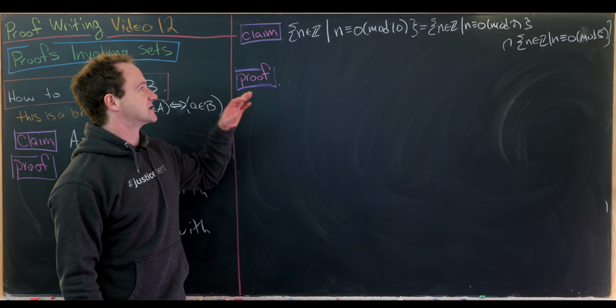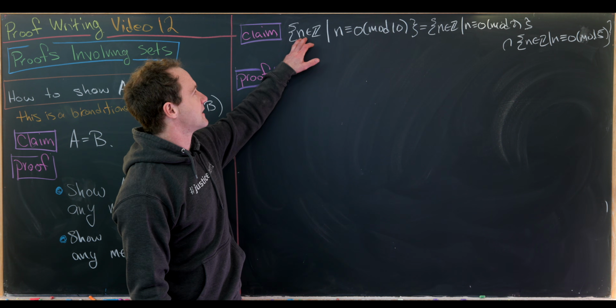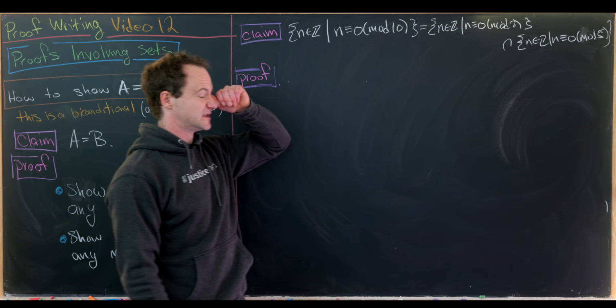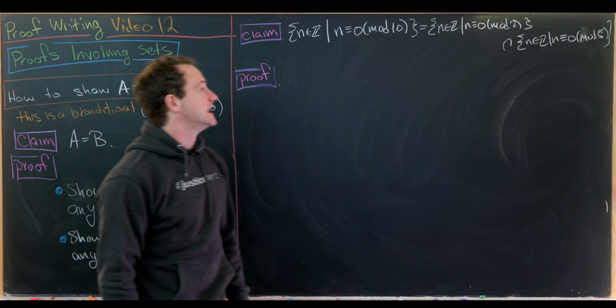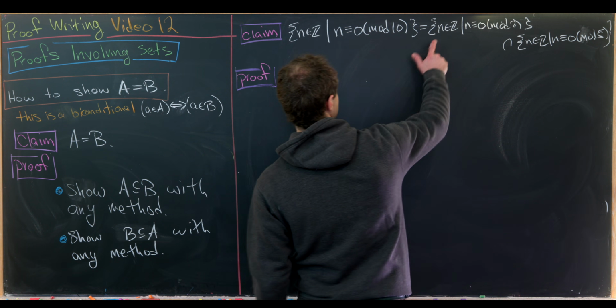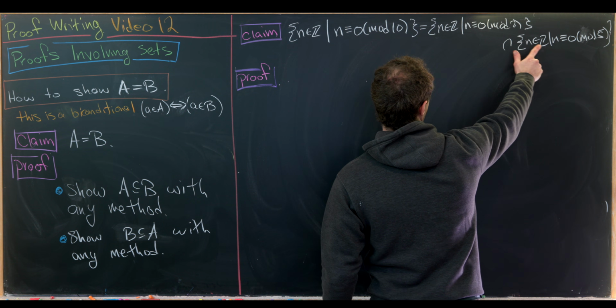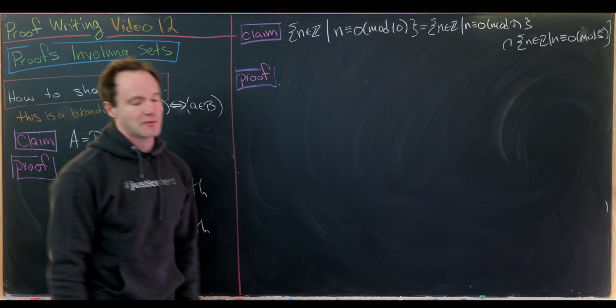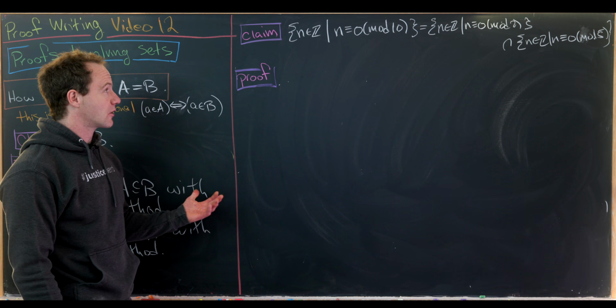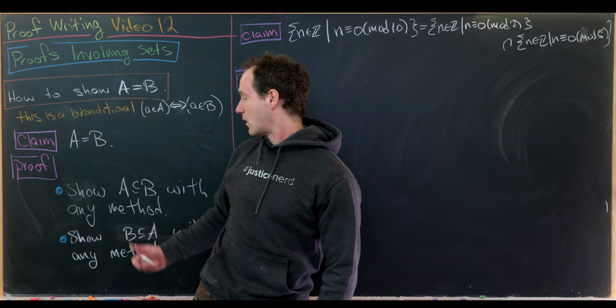So now let's look at this example. We want to show that the set of all integers that are congruent to 0 mod 10 is equal to the intersection of the set of all integers that are 0 mod 2 and the set of all integers that are 0 mod 5. So how are we going to do this? Well, we'll follow this outline.